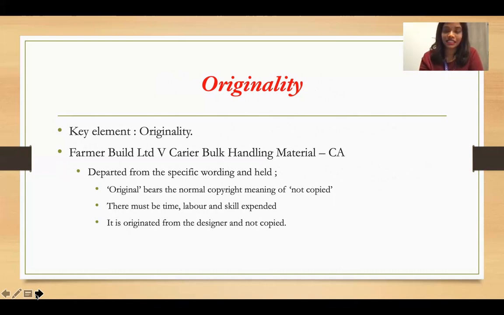This case was decided in the Court of Appeal. The Court of Appeal explained what originality is. According to the Court of Appeal, originality purely just means that you didn't copy this from anyone or anywhere. As long as you can show this is an independent creation, you can automatically satisfy originality. But if you fail to show originality, automatically you cannot qualify for unregistered design rights. So originality is very important.